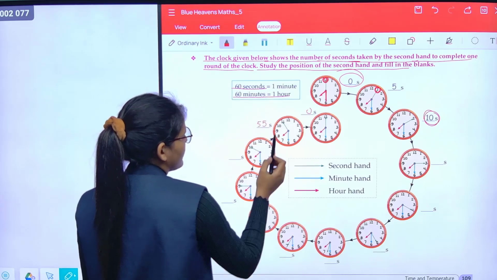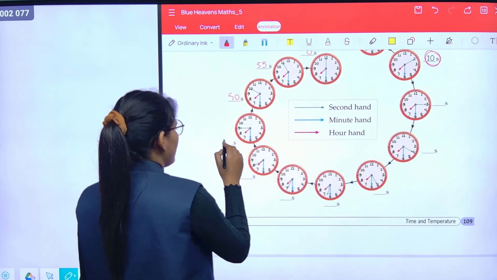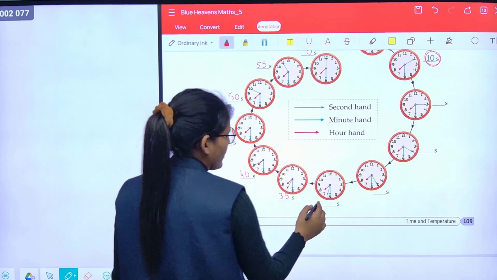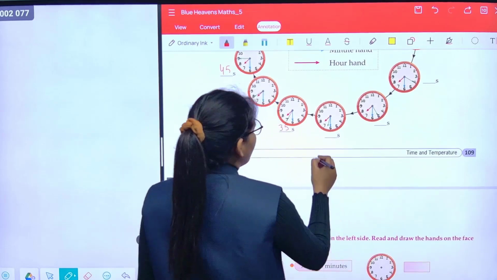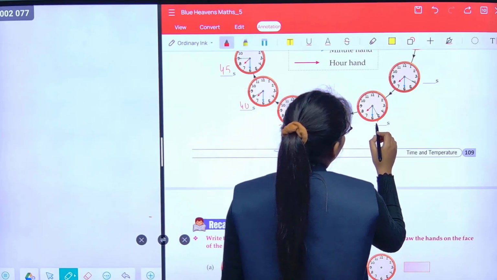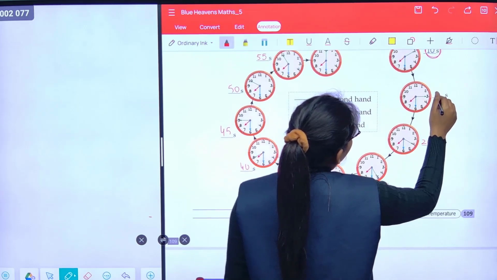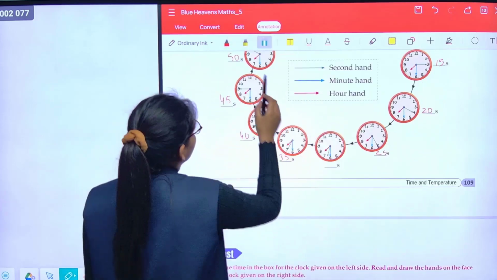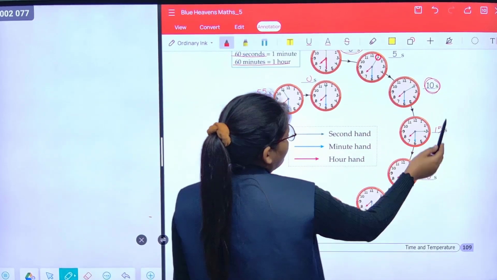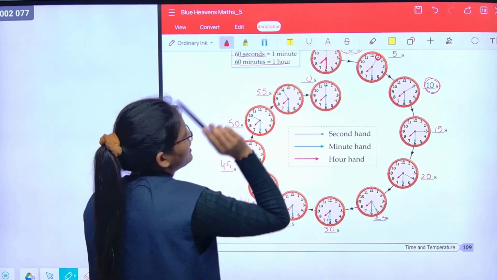55 seconds. See class, 50 seconds and here is 45 seconds. 40, 35, and it is 27 seconds. Now 25, 20 and 15 seconds. Understand class? Here is 30 seconds. Now class, see, 10, 15, 20, 25, 30, 35, 40, 45, 50, 55 and 0 seconds.